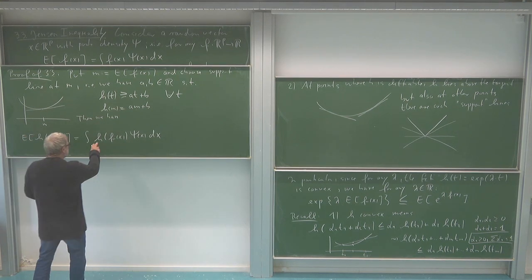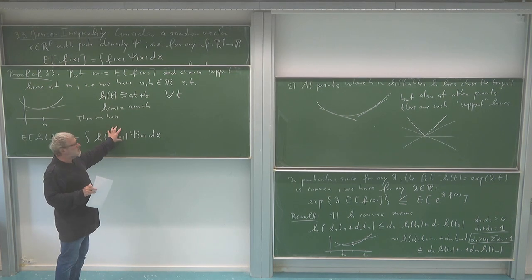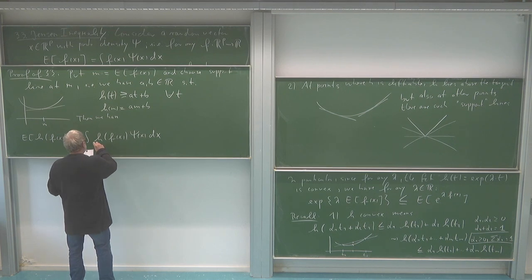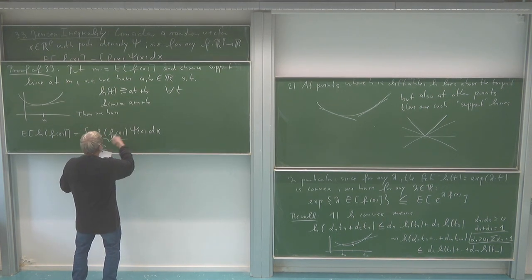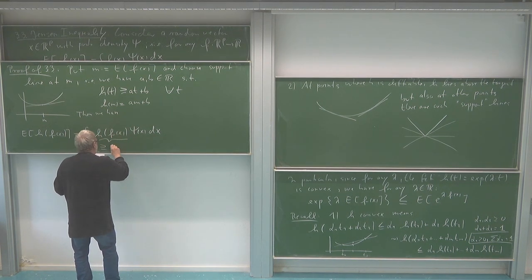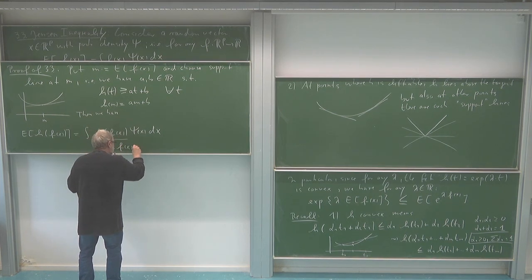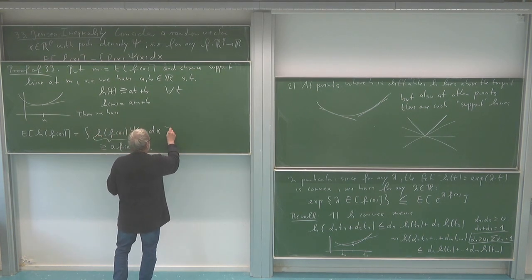But now I can estimate my convex function at any point with respect to this linear function. So I estimate this h of f of x by, I mean, it's always bigger for any x. So for any f of x, it's bigger than a times the argument, so this is here f of x plus this constant b.